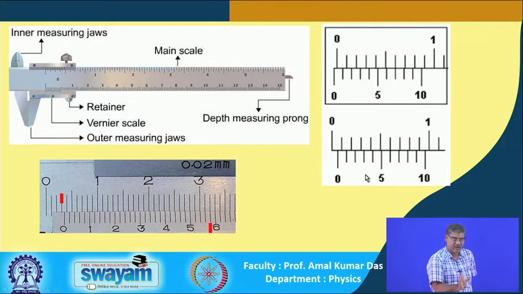So, that will be actually minus. So, final reading minus, or in case of positive error, it will be minus of this zero error, and in case of negative error it will be plus of this zero error. Okay. So, that will be the final reading.